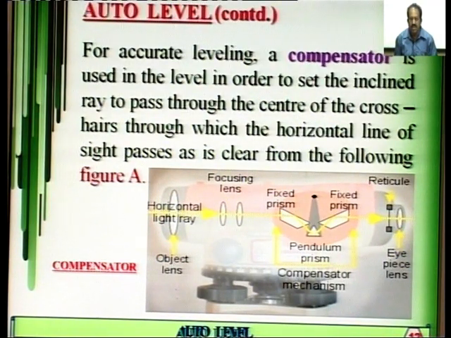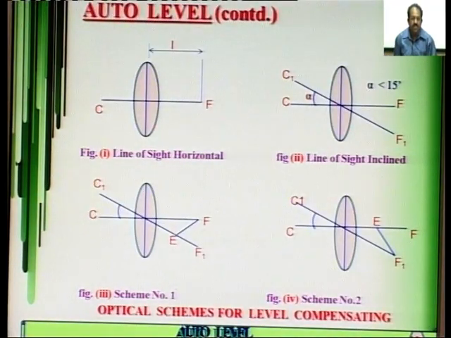So, a compensator is used in leveling in order to set the inclined ray to pass through the center of the crosshairs, through which the horizontal line of sight passes, as is clear from the following figure. How a compensator is used in an auto level. These are optical schemes for level compensating.